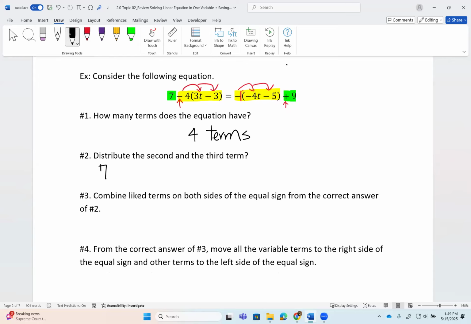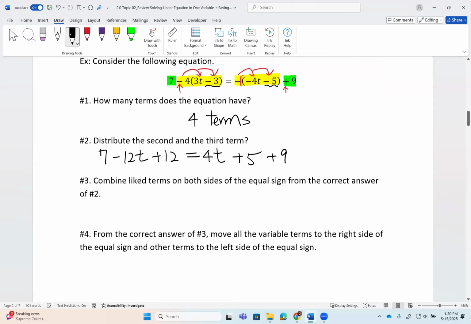All right, distribute my second term. -4 times 3t, -12t. -4 times -3, +12. The equal sign stays in the middle. My third term, -1 times -4t, +4t. -1 times -5, +5. My last term, still +9.